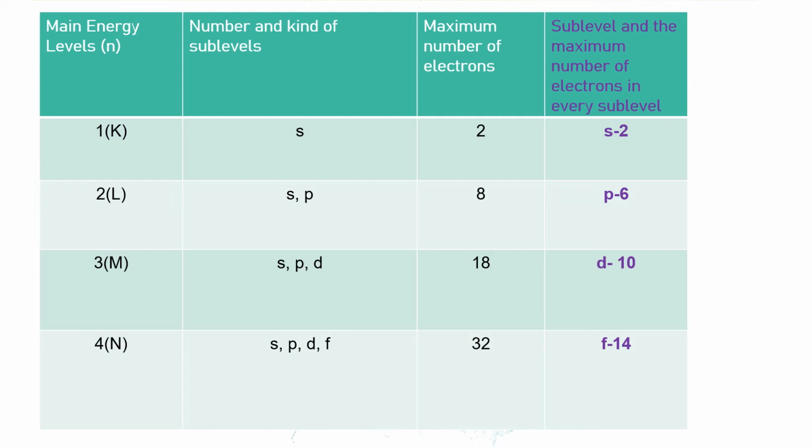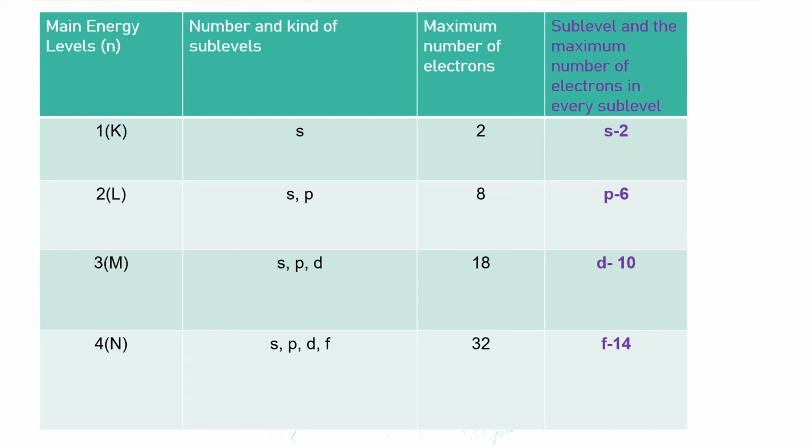Shells have subshells. Electrons can be found in four types of subshells: S, P, D, and F, with the maximum number of electrons in each main energy level and sub-level, which you can see on your screen. In the first energy level, we have sub-level S, which has a maximum number of 2. The 2 electrons will occupy the S sub-level.